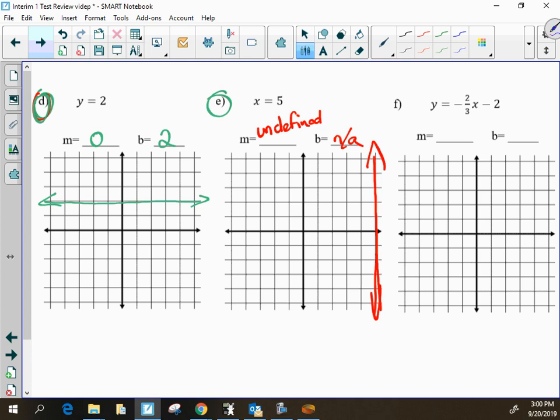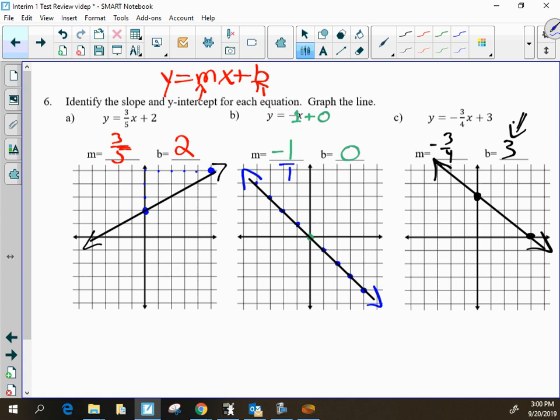For this last one, we're going back. Slope is 2/3. Y-intercept is -2. So we start at the y-intercept, then we follow the slope pattern down 2 over 3. You can go the other way, up 2 and back 3. Remember, lines with negative slope go down. Lines with positive slope go up.